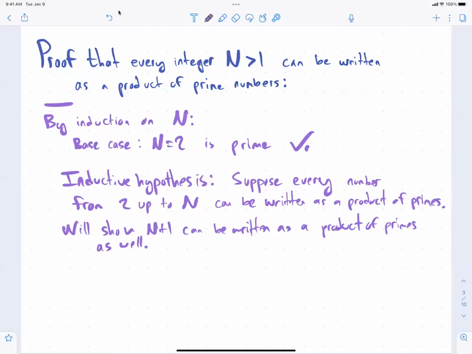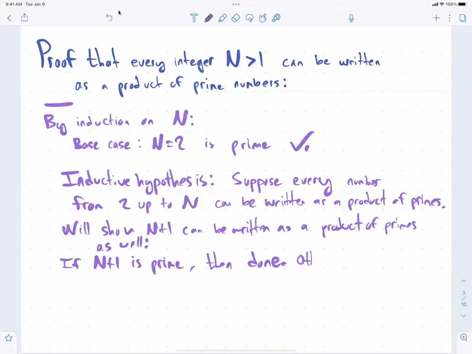And okay, so how do we show this? We're going to show n plus 1 can be written as a product of primes. Well, if n plus 1 is prime, then done. If n plus 1 is prime, then it itself is a product of primes.